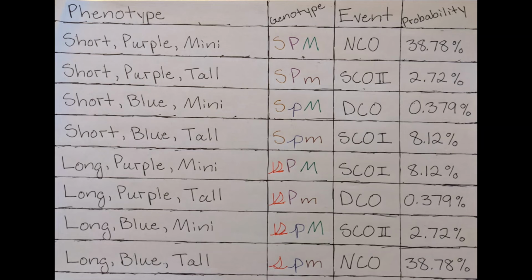2 of the phenotypes will experience a single crossover event at region 1, and another 2 will experience a single crossover at region 2. The last 2 phenotypes will undergo a double crossover event. This event has the lowest probability because it is unlikely that an offspring will experience 2 crossovers.